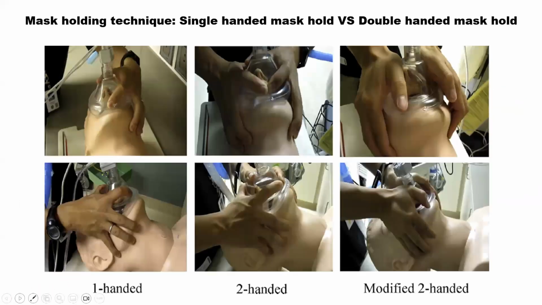So there are a few techniques when you want to hold this mask. We have the single-handed and the double-handed technique, because you have two things you want to do. You want to hold the mask and keep the tight fit, and also you want to bag. So the first technique is ensuring the tight fit. Don't push down on the face.